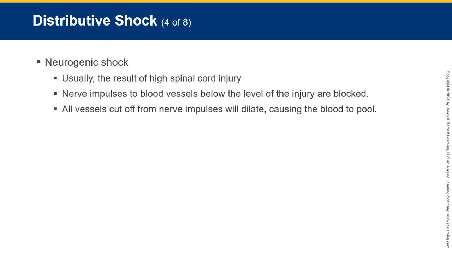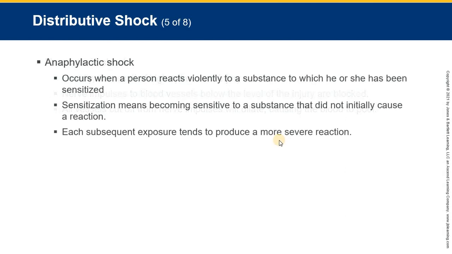And now, because those nervous system connections are severed basically from the brain, you can't actually constrict the way you need to constrict, and everything starts to pool. It becomes distributive shock. All those nerve impulses, the loss of them, will cause all those blood vessels to dilate and the blood to flow.